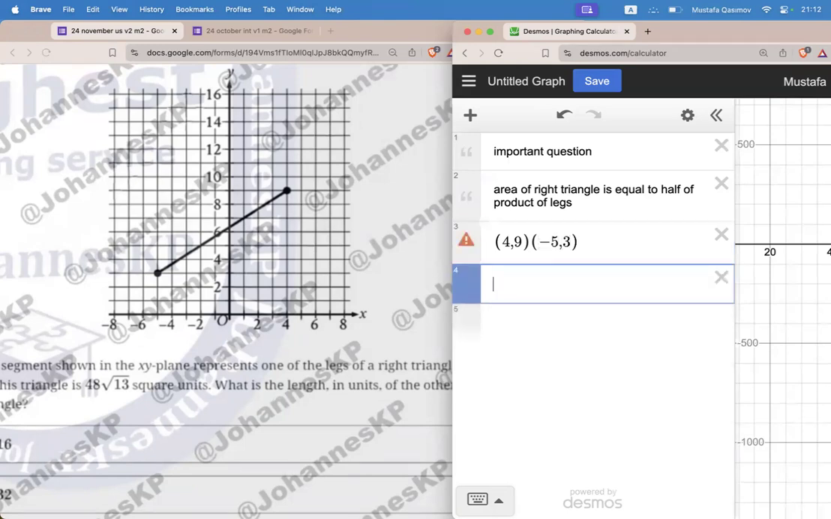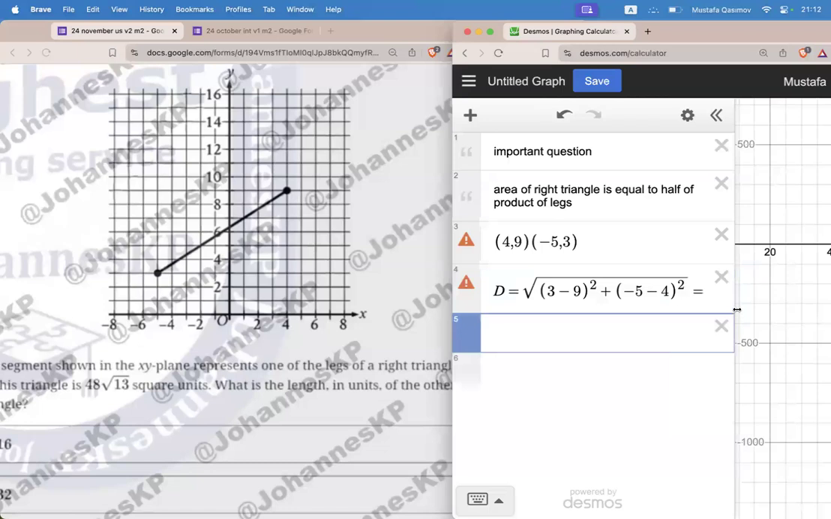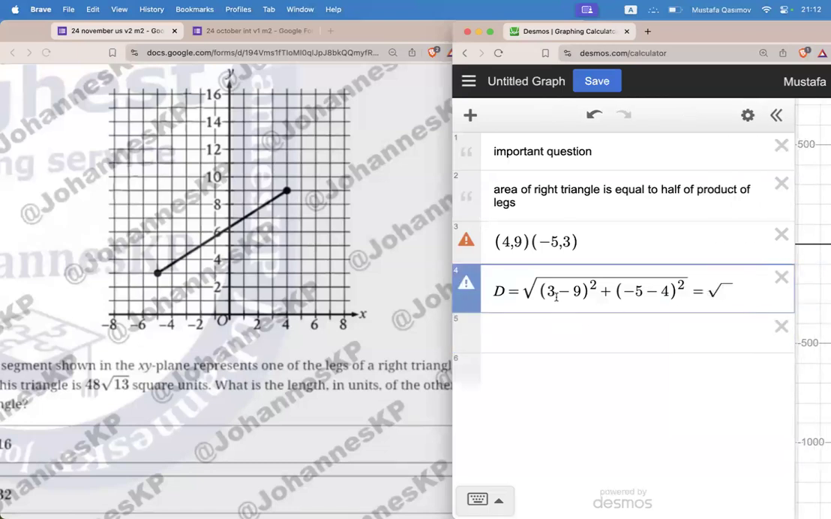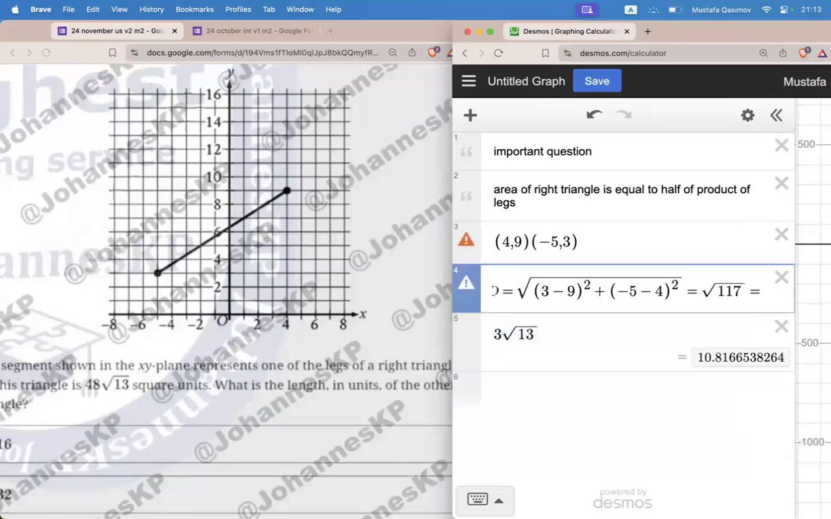Then we can write this formula. Distance is equal to the square root of (y2 minus y1), 3 minus 9, squared, plus (negative 5 minus 4) squared. Then it is equal to the square root of, from here we will get 36, from here we will get 81, it will be 117. And the square root of 117 is actually 9 multiplied by 13, so it is 3 square root of 13. Do you have any question until here? Did you understand all parts?